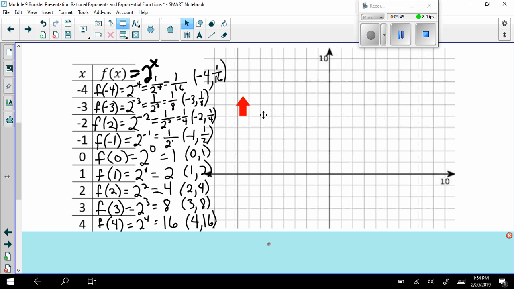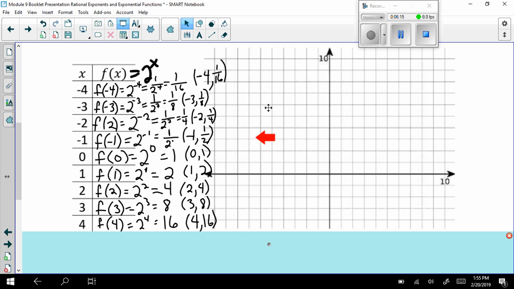The other thing I want you to notice, when we are looking at comparing our positive x values and our negative x values, look at 1. The y value is 2. Look at -1. The y value is 1/2. Look at 2. The y value is 4. Look at -2. The y value is 1/4. 3, 8. -3, 1/8.